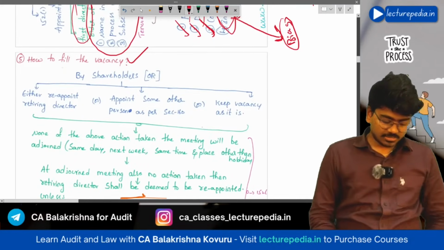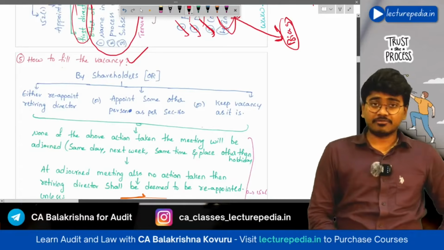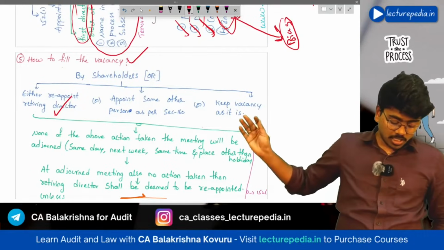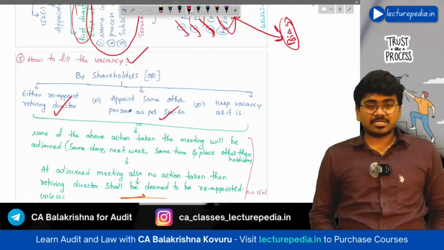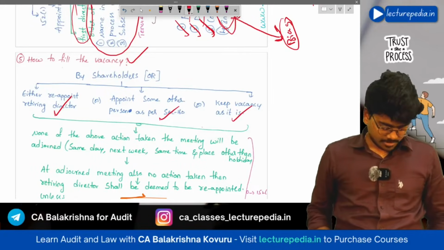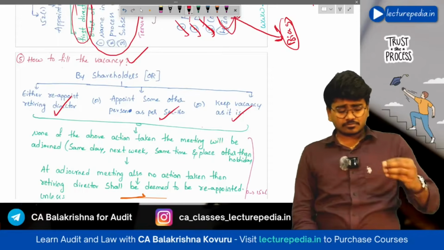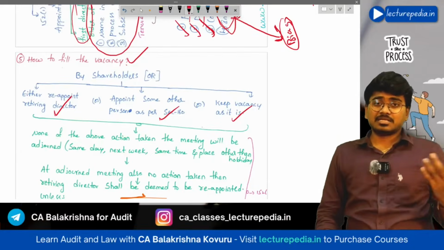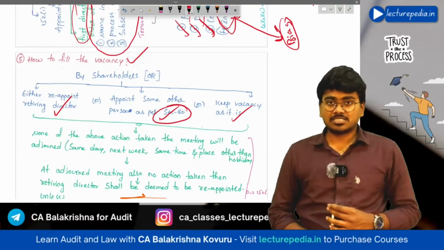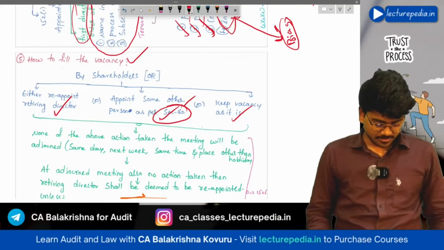How to fill the vacancy that has been created? The shareholders have three options: either reappoint the retiring director, or appoint some other person, or keep the vacancy as it is. Now, the procedure to appoint a person other than the retiring director is prescribed in section 160. We'll discuss that section 160.